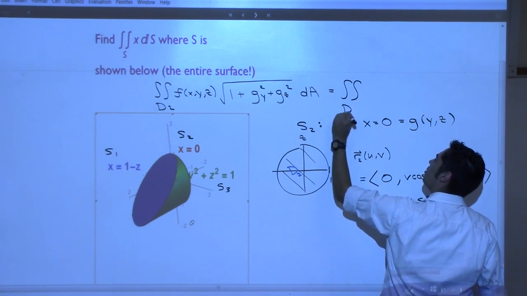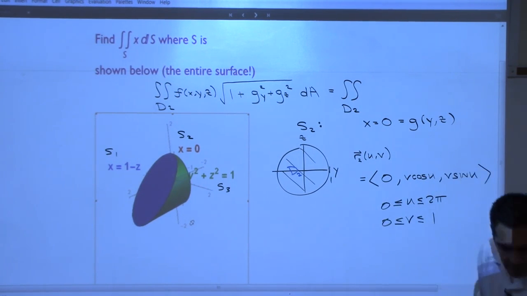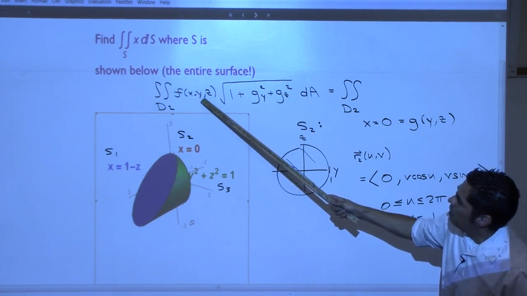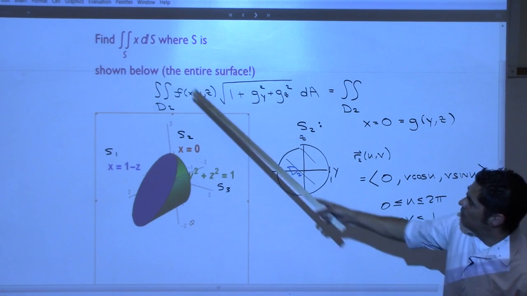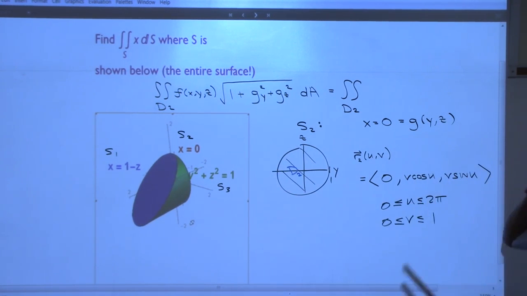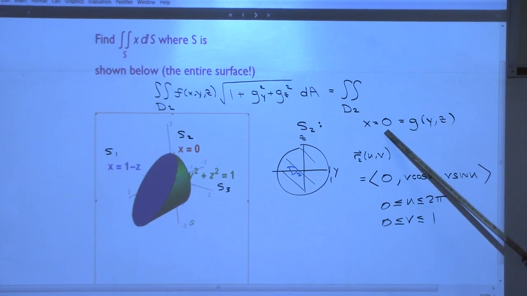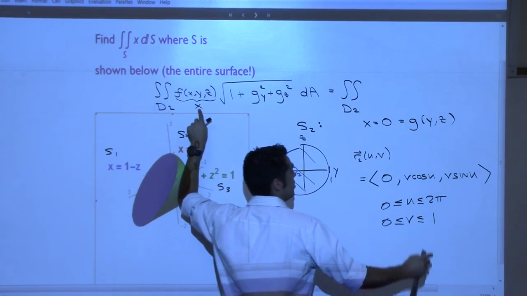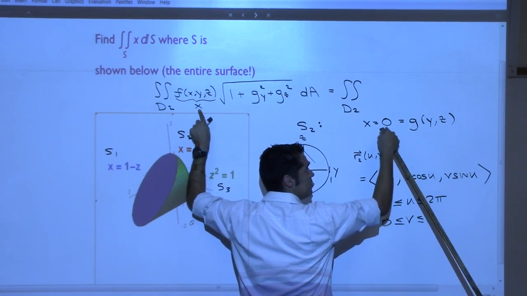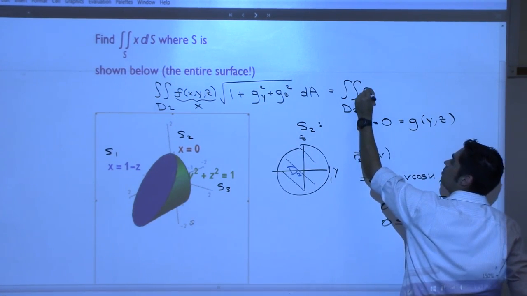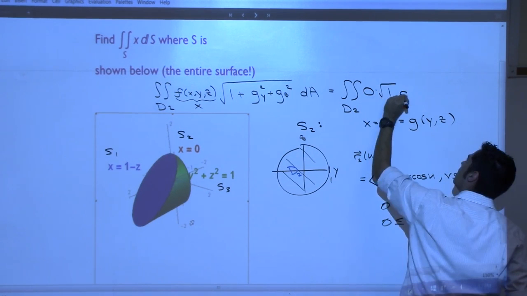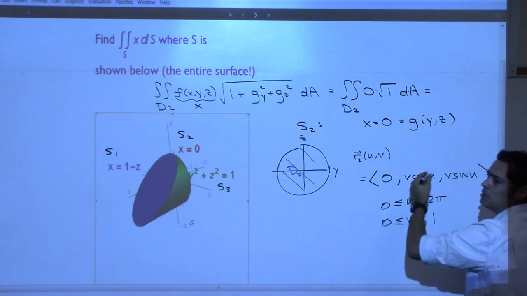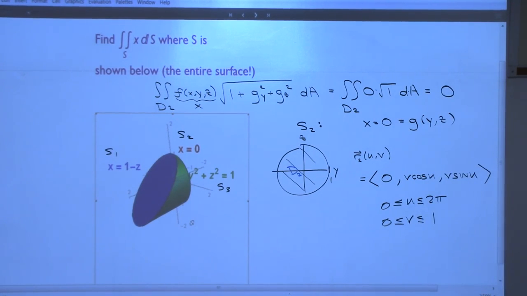Double integral over D2. Now I need to plug in to my scalar function, x, y, z. What is my scalar function? X, right? I need to plug in what? 0. Right? X is 0. You understand that? This right here is just x. So I replace x with whatever x is on this surface. What is x on this surface? 0. So this becomes 0 times square root of 1 dA. And what's the double integral of 0? 0. All right?